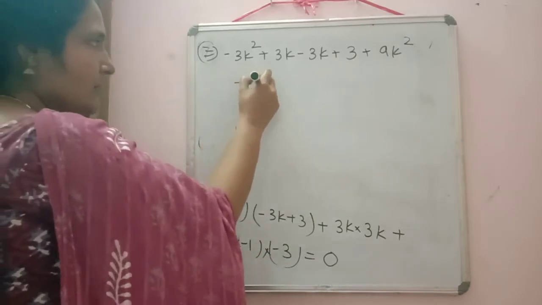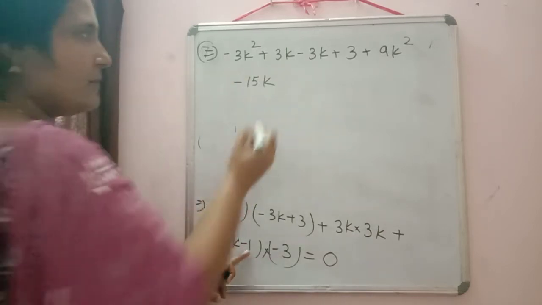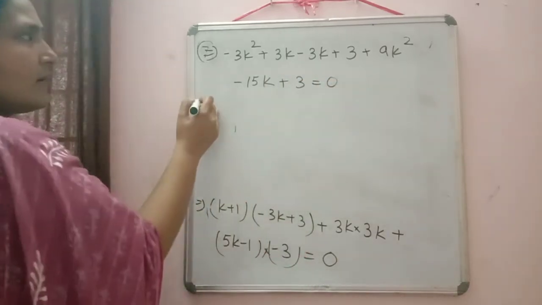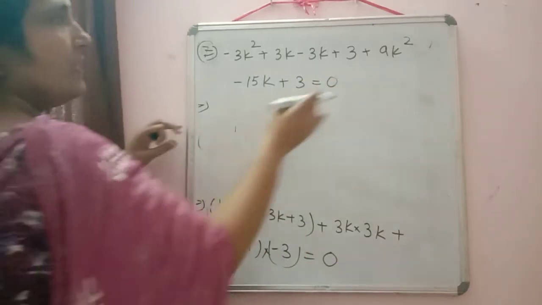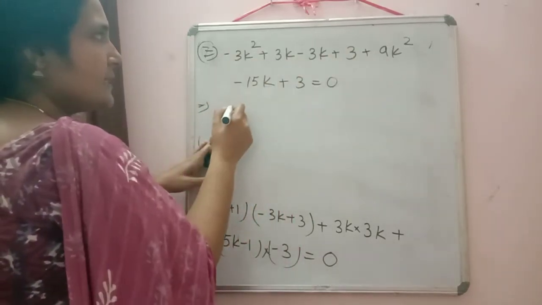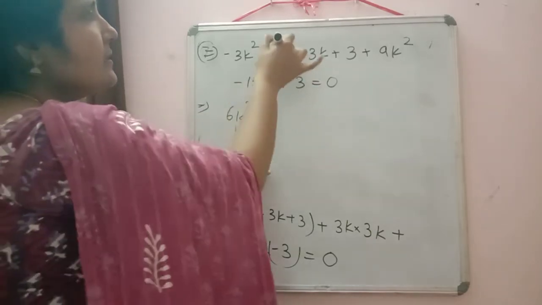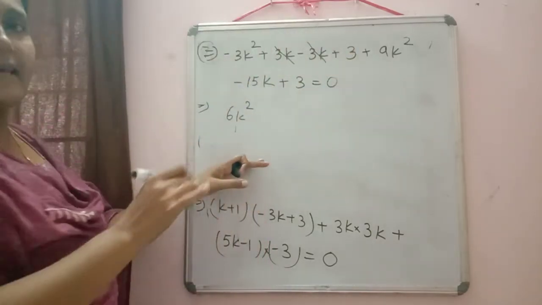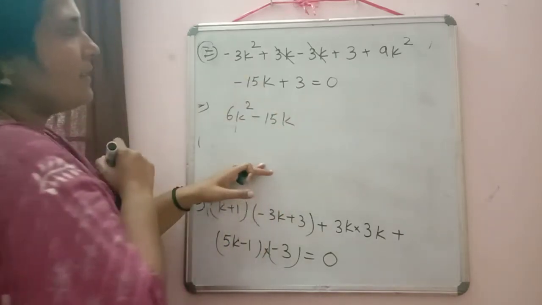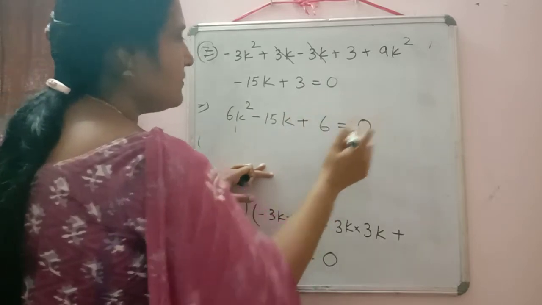So that will be equal to minus 15k. And minus 3 into minus 1 will be equal to plus 3, equal to 0. Now we can check how we can simplify it. 9k square minus 3k square, 9 minus 3 is 6. So 6k square. Here 3k and minus 3k will get cancelled. Remaining is now minus 15k. And here 3 plus 3 will be equal to 6, equal to 0.